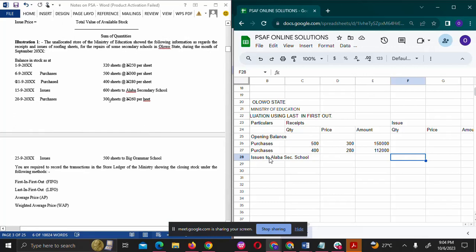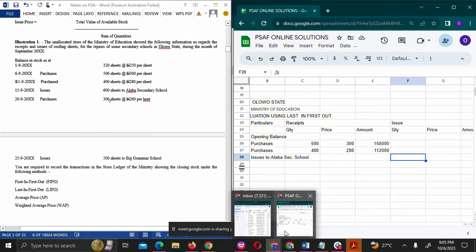So now we have issues. So the issues I have is 600 units. I know for this approach, the last will be the first to be issued out, right?